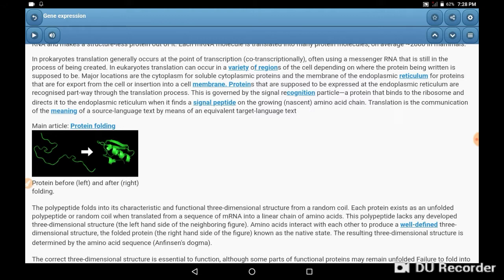Translation is the communication of the meaning of a source language text by means of an equivalent target language text.